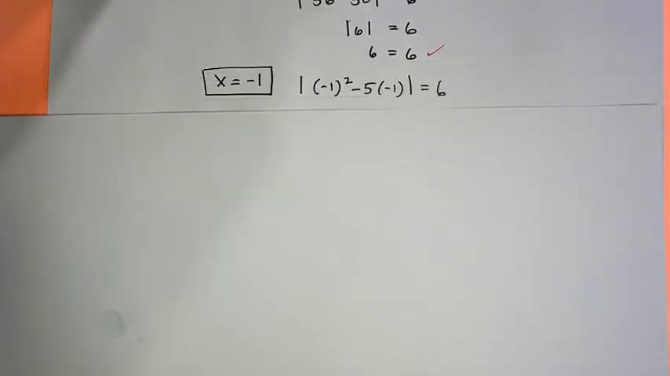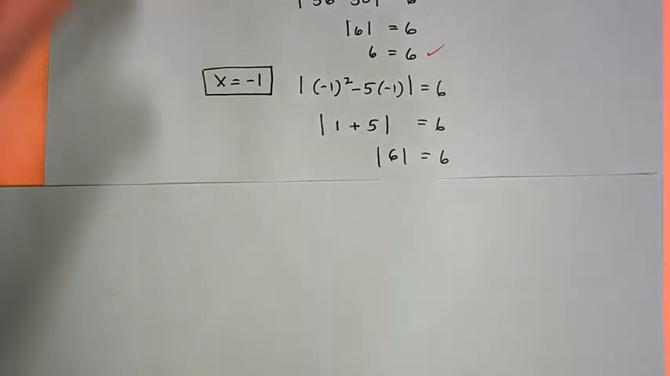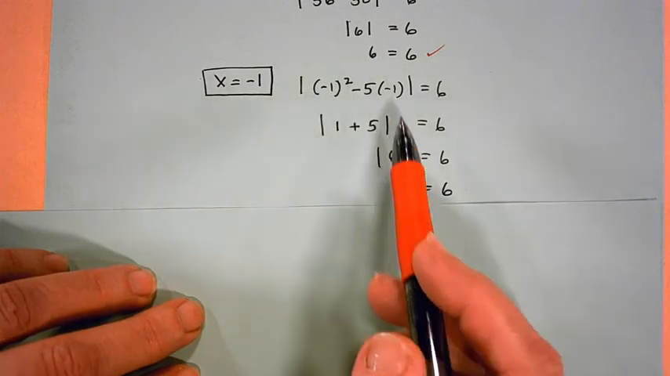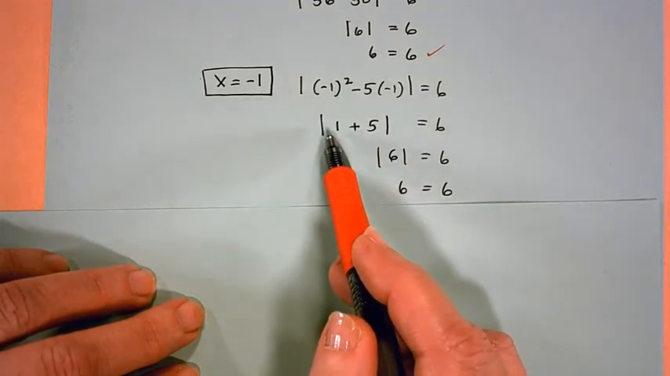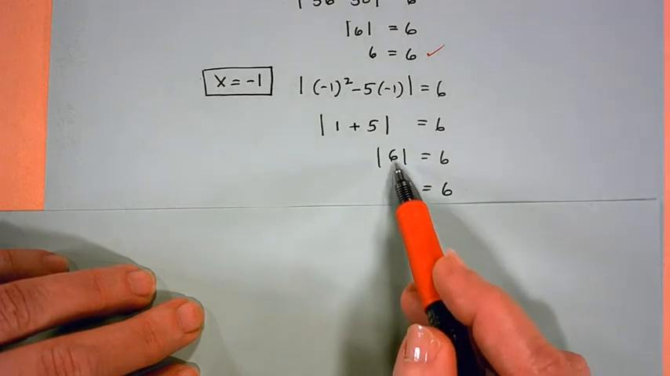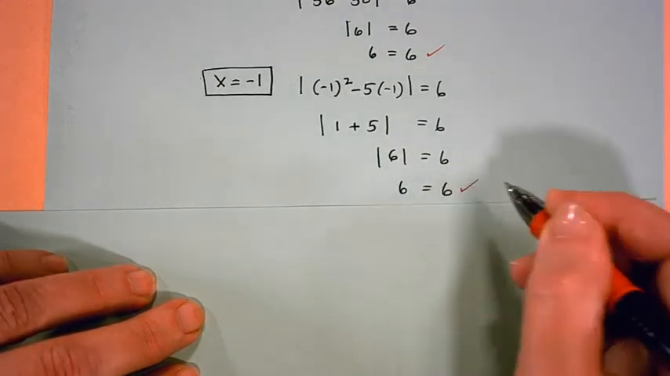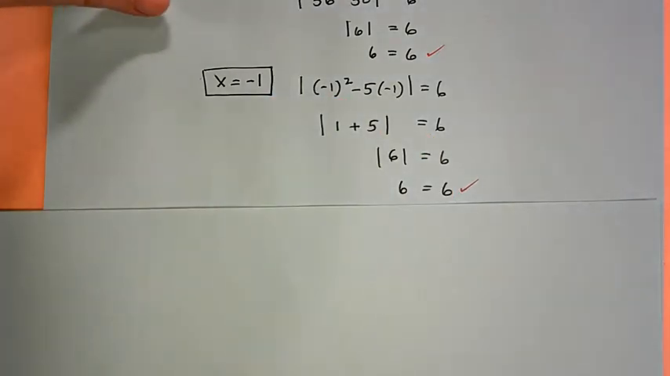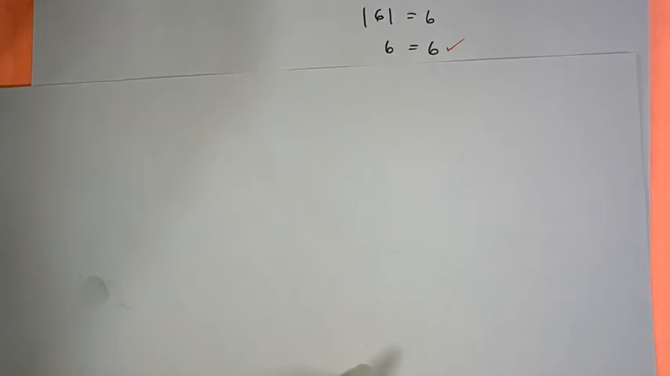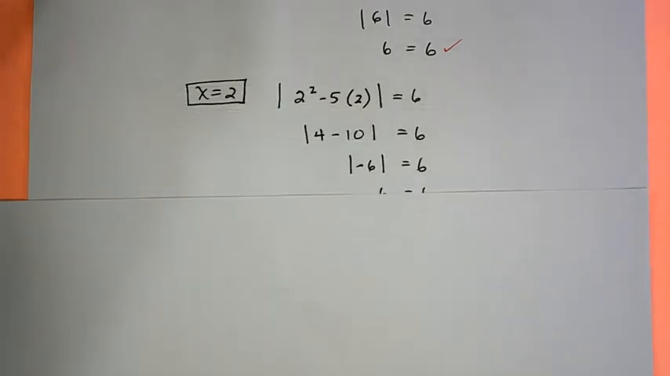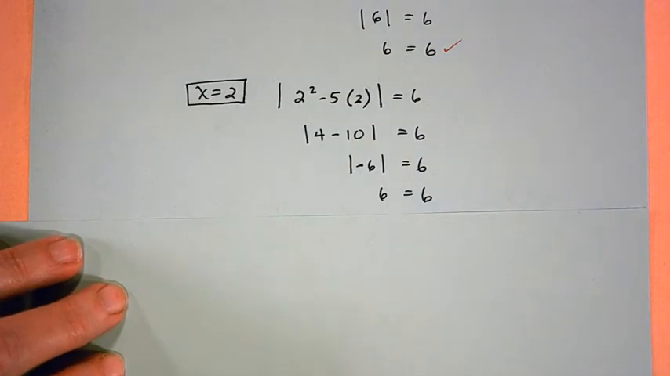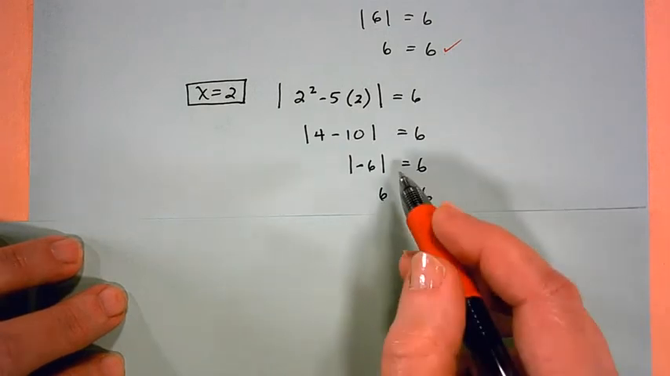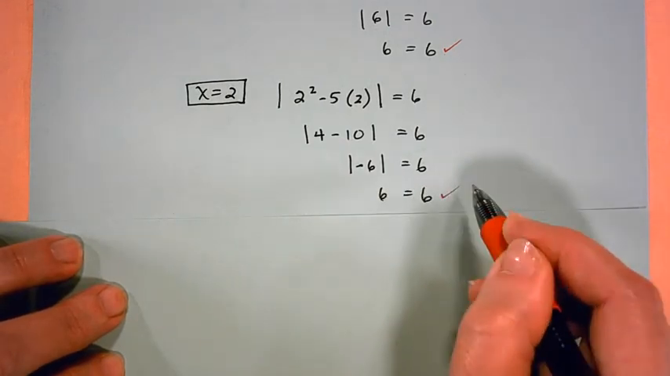Now I'm going to check x equals negative 1. When I plug negative 1 into the original equation, I get the absolute value of 1 plus 6, which is the absolute value of 6, equal to 6. And of course, that checks, so that solution is good. Both of the first two solutions were good. Next one, x equals 2. I plugged it into the original equation and ultimately got the absolute value of negative 6 equal to 6. That means 6 is equal to 6, so that's also correct.